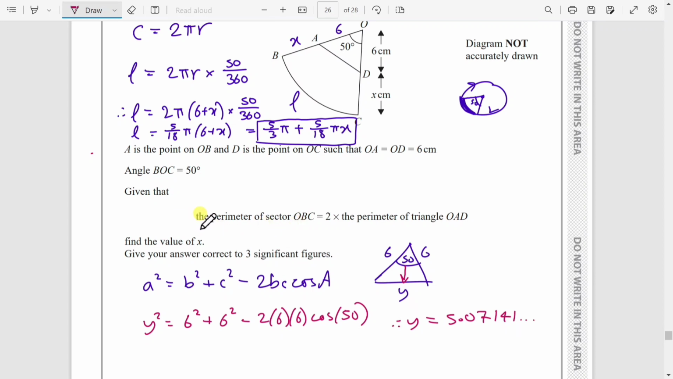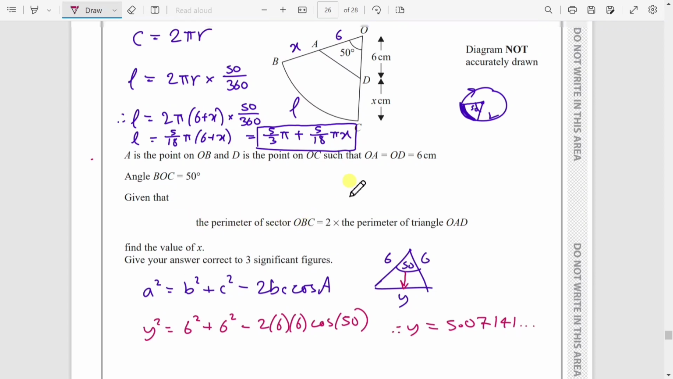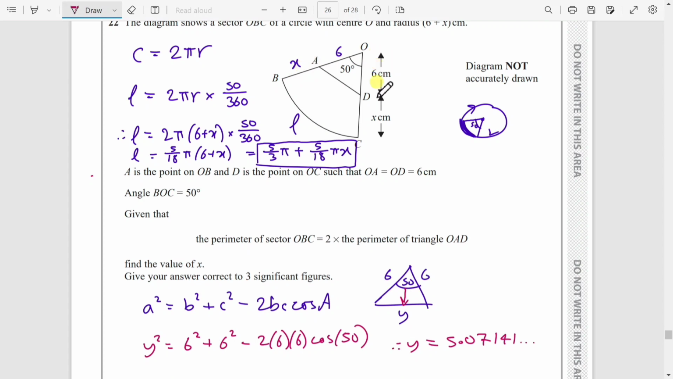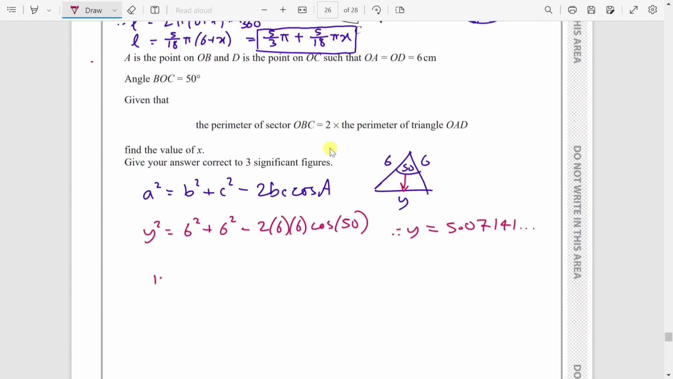It says, given that the perimeter of sector OAB, so let's firstly write the equation for this. The perimeter of this shape is 6 plus x plus 6 plus x, so that's 12 plus 2x plus the L in it. The L was 5 over 3 pi plus 5 over 18 pi x, and that's supposed to equal 2 times the perimeter of triangle OAD.